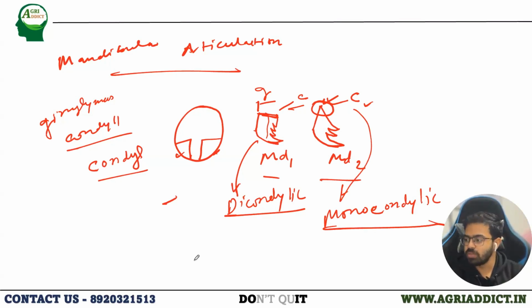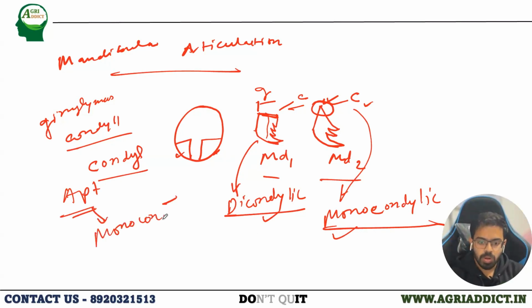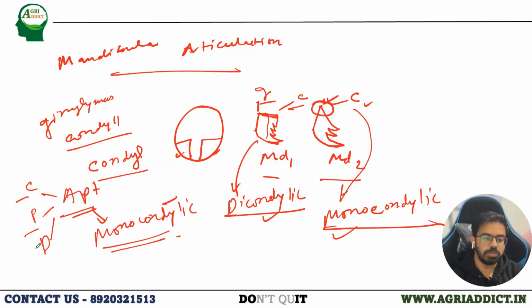Understand? Have you understood this? Condylic or dicondylic, monocondylic? I think yes. Okay. So in all the apterygotes, there is monocondylic articulation of the mandible. All the apterygotes, especially if I mention Collembola, Protura, Diplura, CPD.